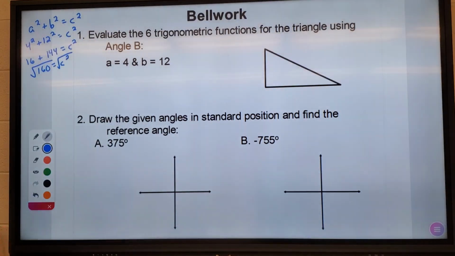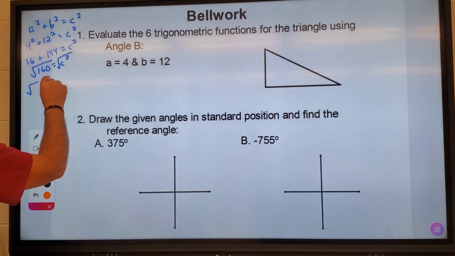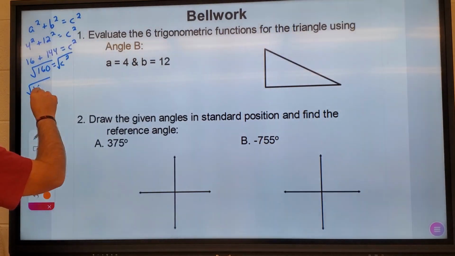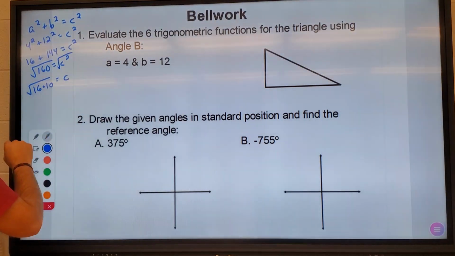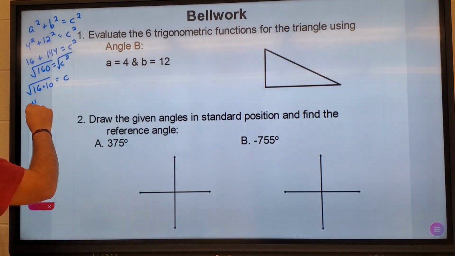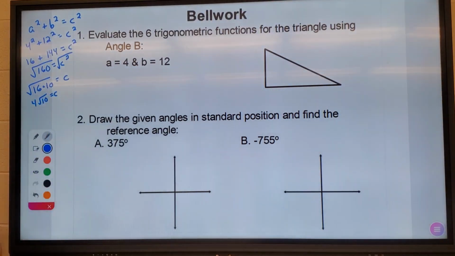Again, my suggestion is creating the U, list down all the factors, so you have 1 times 160, 2 times 80, 4 times 40, and continue. But what I'm going to do, just for the purpose of saving time here, is we're just going to go ahead and go to it. This is the square root of 16 times 10 is C. Square root of 16 is 4, so it's 4 square root of 10 is the value of C.